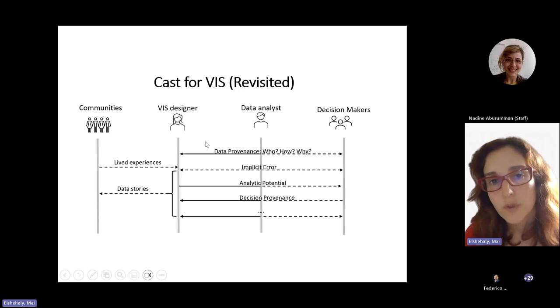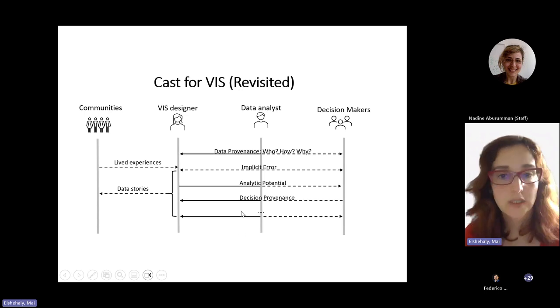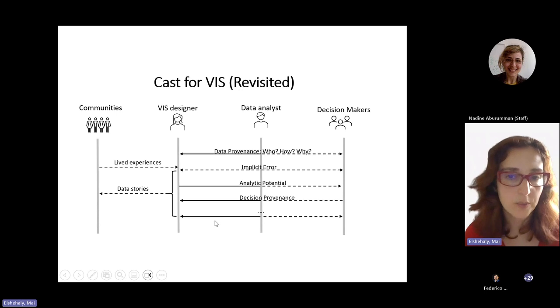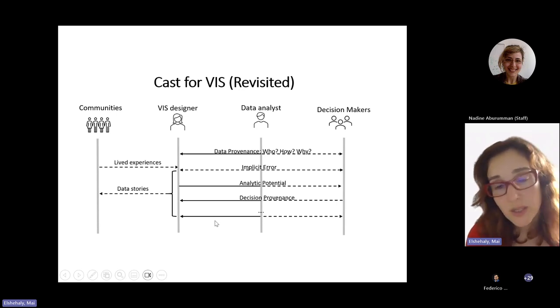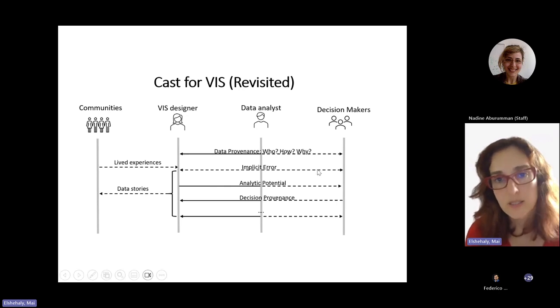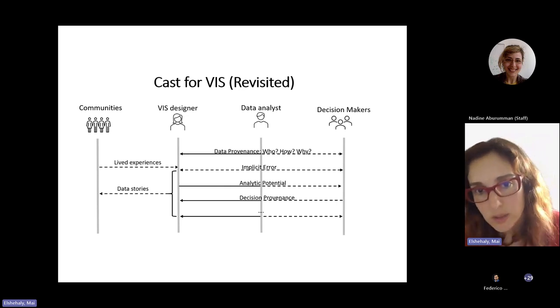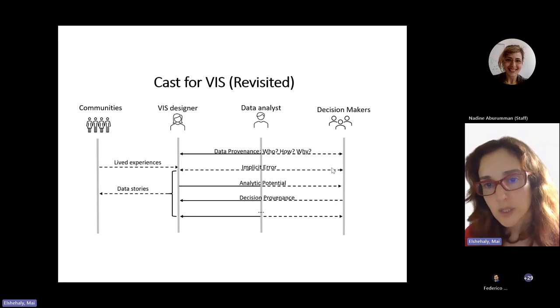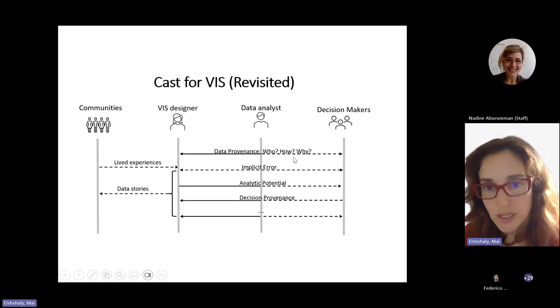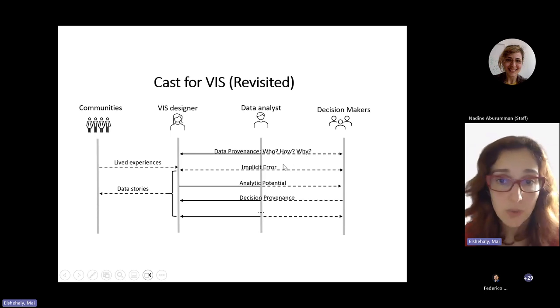When it comes to communication with data analysts, the solid lines I've used on this slide are representative of the communication that is already well studied in the visualization literature, whereas the dashed lines are the areas that I feel are really underdeveloped, particularly where it comes to communicating with decision makers around things like the data provenance, so how it came to be, who enters the data, how they enter the data, why the data was entered in such a way.